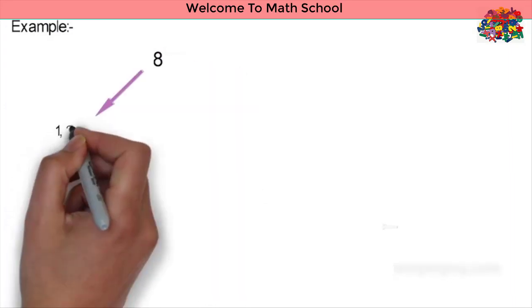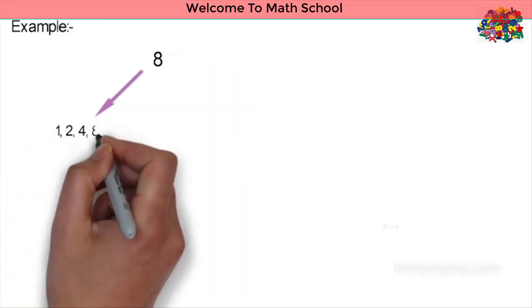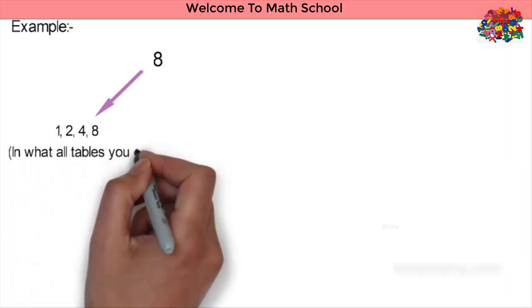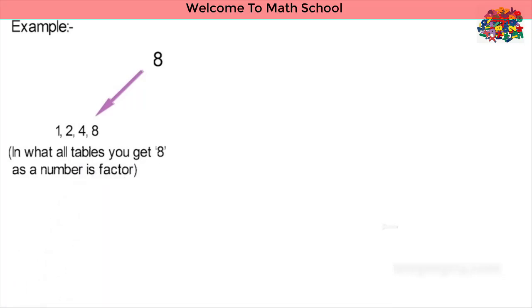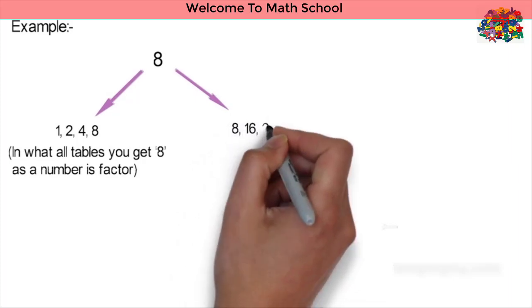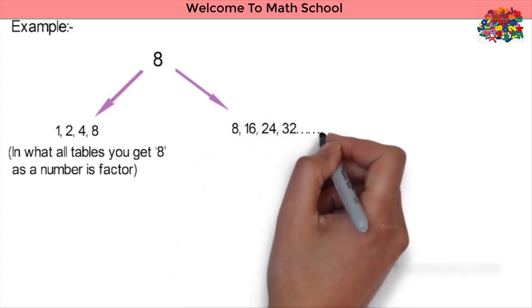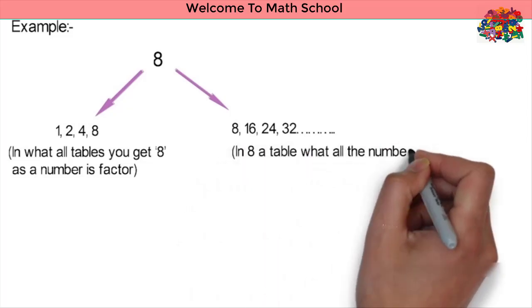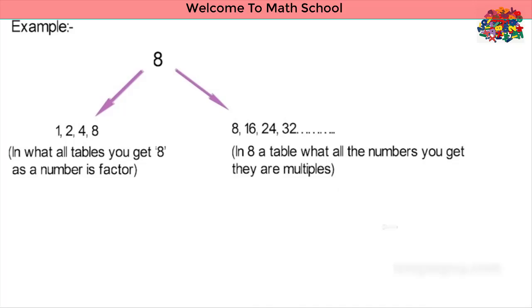So let us have another example. If you take 8 as a number, the factors of 8 are 1, 2, 4 and 8, because the numbers in whose tables you get 8 are the factors. And if you talk about multiples, then 8 is a multiple, 16 is a multiple, 24 is a multiple, 32 is a multiple. So in the table of 8, all the numbers you get are nothing but multiples.